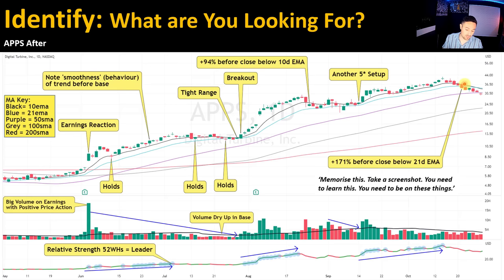Let's do the next one. There it is. There's the setup, and then see how well it trends there afterwards. So the trending point before the base, I'm just going to emphasize this. This is my own anecdotal experience. The best indication for how a stock is going to act in the future is how it acted in the past.